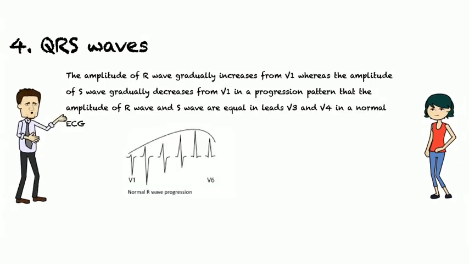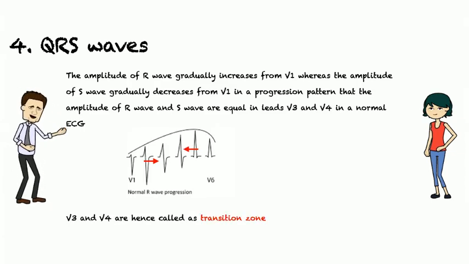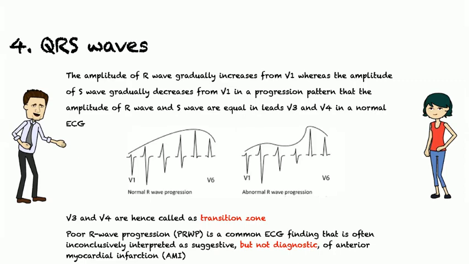The amplitude of the R wave gradually increases from V1, whereas the amplitude of the S wave gradually decreases from V1, in a progression pattern such that the amplitude of R wave and S wave are equal in leads V3 and V4 in a normal ECG. V3 and V4 are hence called the transition zone. Poor R wave progression is a common ECG finding that is often inconclusively interpreted as suggestive, but not diagnostic, of anterior myocardial infarction.